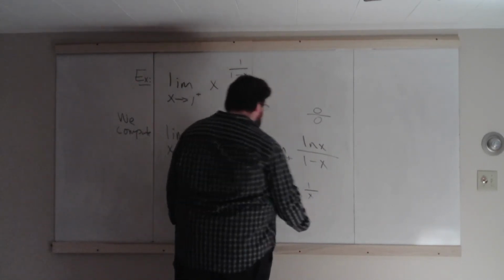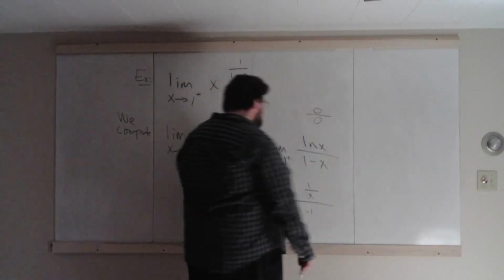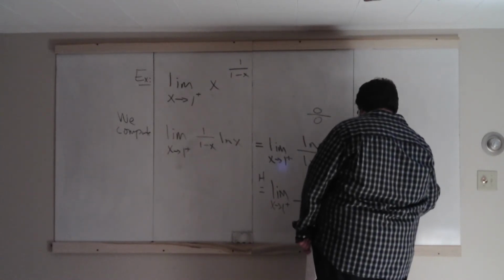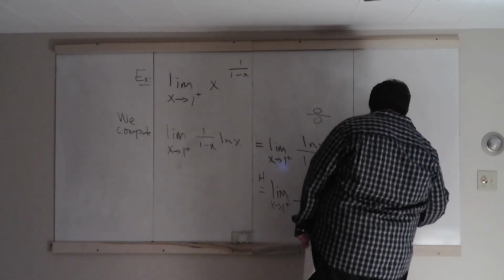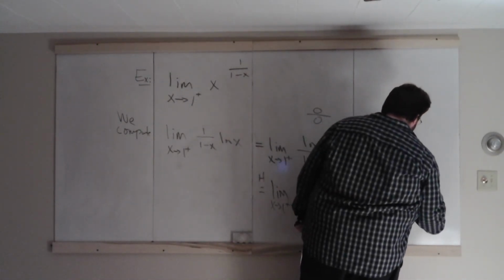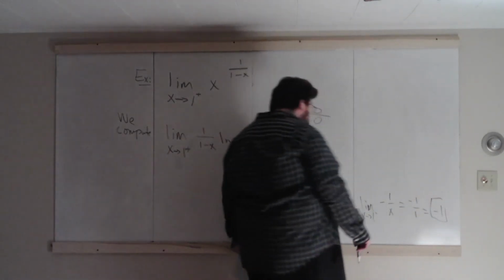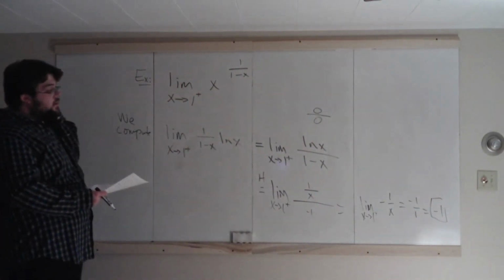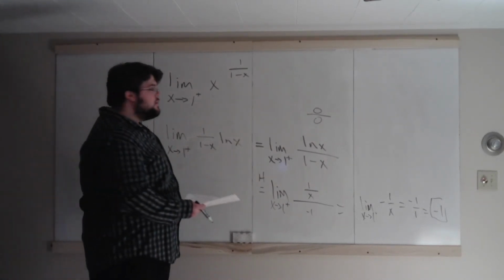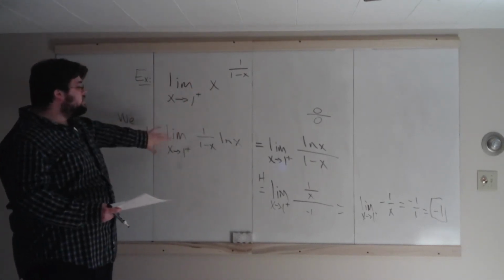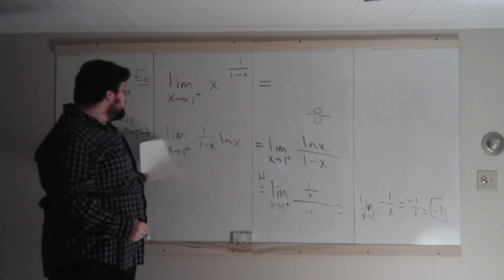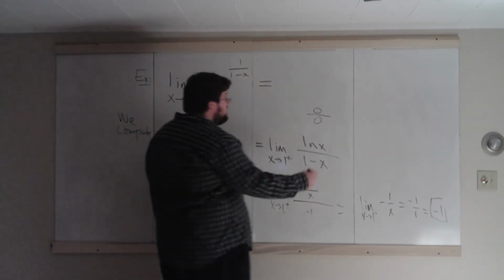1 over x is the derivative on top. Negative 1 is the derivative on the bottom. This simplifies to just negative 1 over x. And as x goes to 1 on the right of 1, this goes to negative 1 over 1, which equals negative 1. Well, that's great. We did all that work, but that did not give us the answer we want. Negative 1 is incorrect, because we want this limit up here. We don't want this limit. We're using this limit to find that limit. And we take e to everything down here, which gives our answer as e to the negative 1.